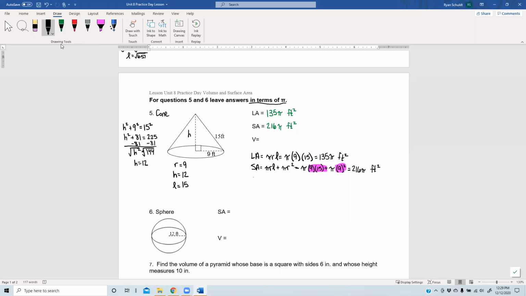And last but not least, we've got volume. So volume is 1/3 BH. But remember, we can take this B, since our base is a circle, and turn it into 1/3 pi R squared times H. That's going to be 1/3 pi. R is 9 squared times 12. That's going to be 324 pi feet cubed.